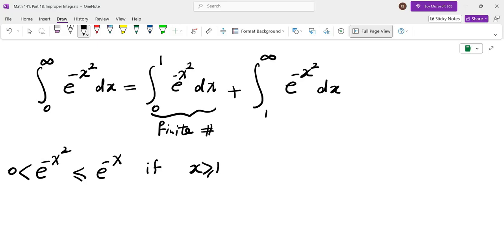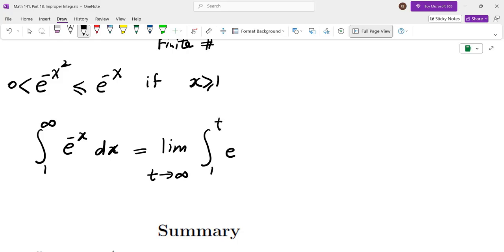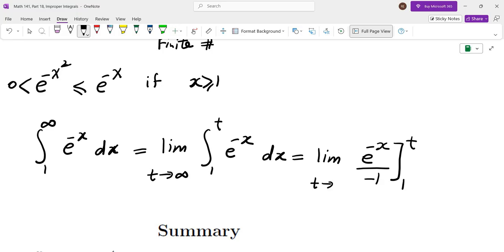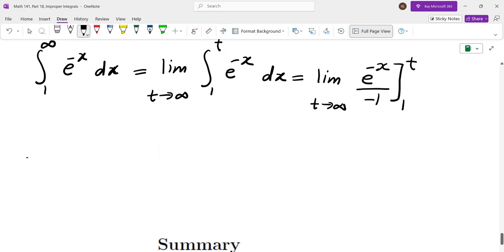So what does it mean? It means if I look at the integral from 1 to infinity of e to the power of negative x dx, if this is finite, then the other one would also converge. The other one would also be finite. This is the limit as t goes to infinity of the integral from 1 to t of e to the power of negative x dx. Now we can easily integrate e to the power of negative x. The integral becomes e to the power of negative x over negative 1 from 1 to t, and this time t goes to infinity. Let's now plug in the values and then take the limit.